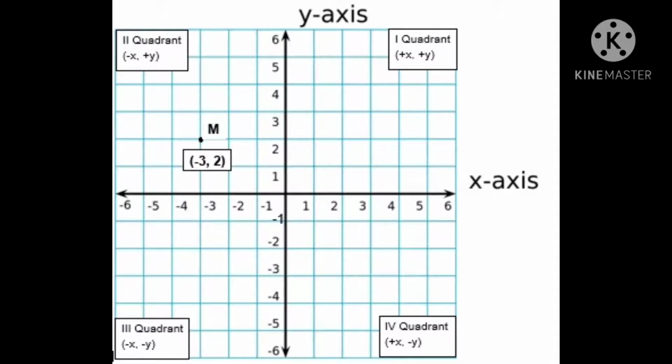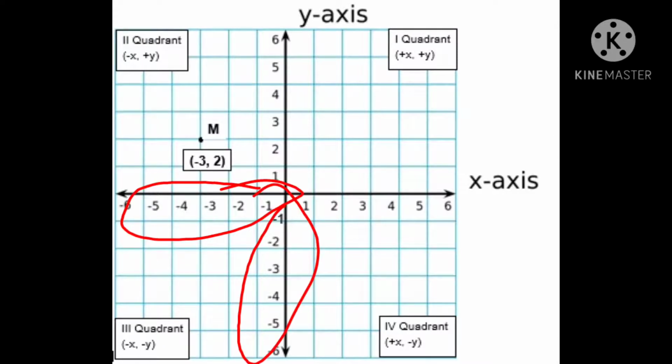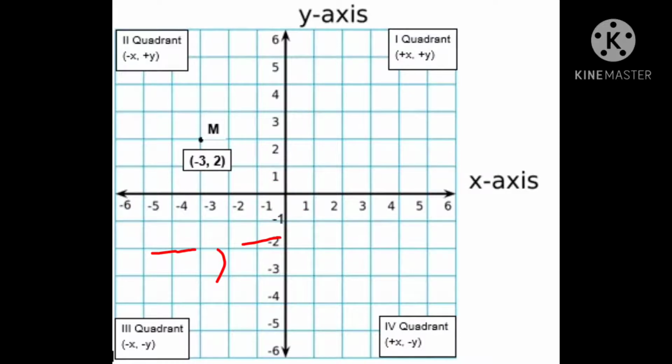Listen, in the first quadrant the two numbers are positive. The x-axis and the y-axis numbers are positive, so the first quadrant is plus plus. In the second quadrant the y value is positive but the x value is to the left side of the origin, so it is negative. So in the second quadrant the point is negative and positive. In the third quadrant both values are negative, because the y value is negative and the x value is also negative.